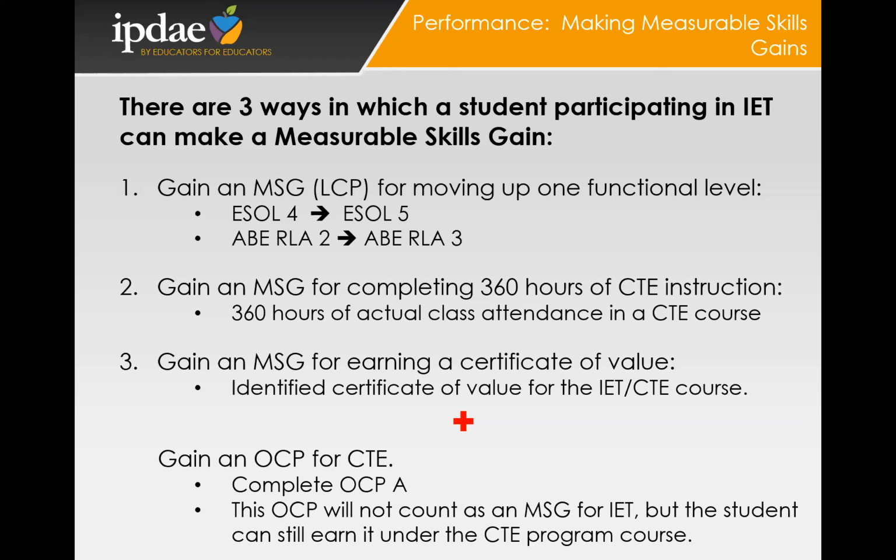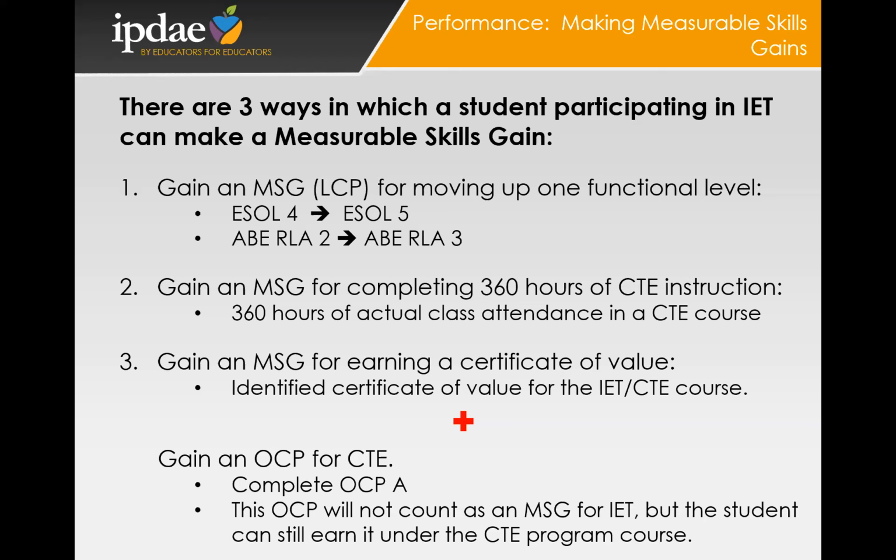Now, again, it's important to note that there are IET programs that are less than 360 hours. If a student is enrolled in such a program, they will not gain an MSG for the 360-hour mark. Why? Because logically, the program doesn't last 360 hours. Now, some programs have a certificate of value attached to them. For those programs, the student will earn an MSG when he or she earns this certificate of value.